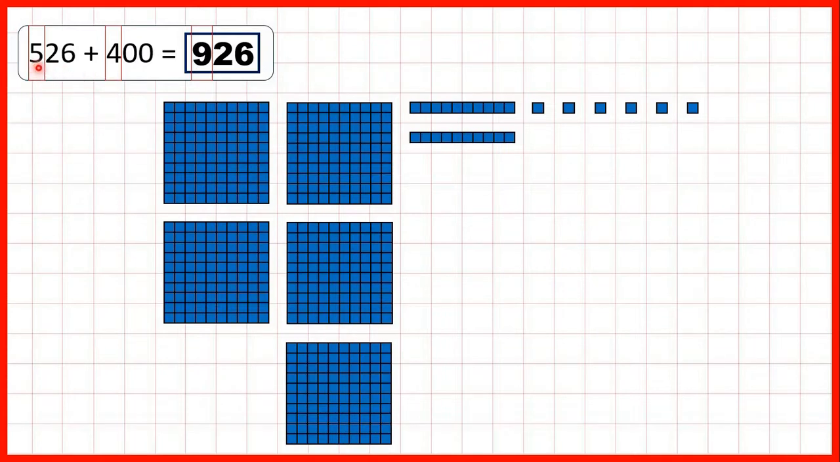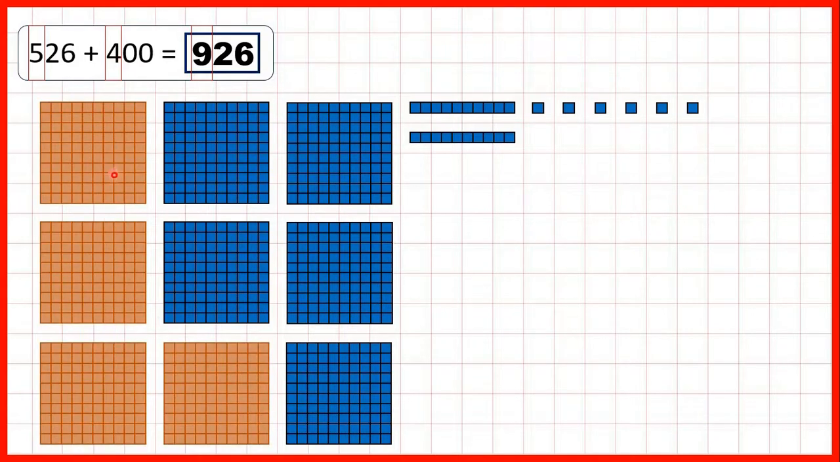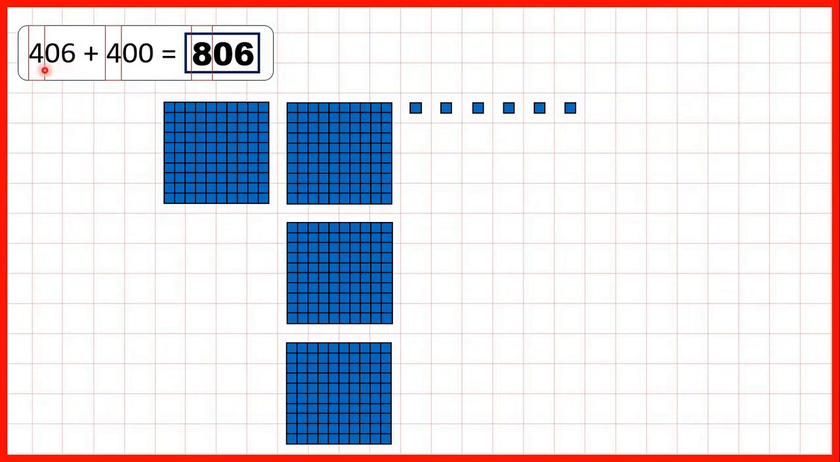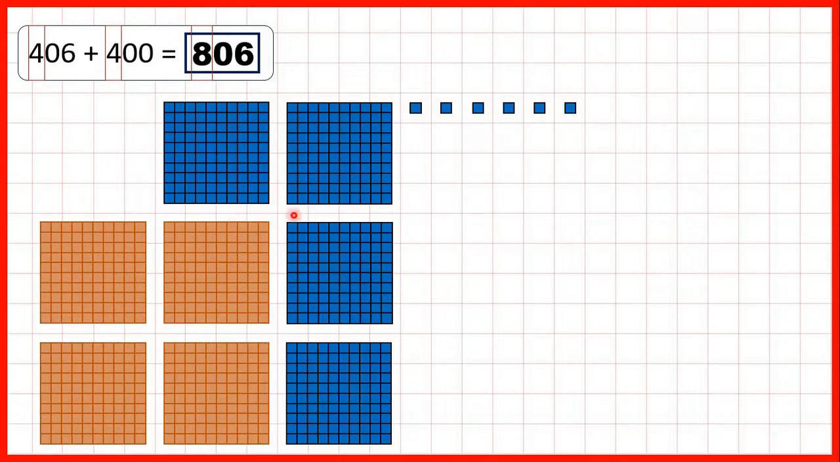First, we started with 526, so that's 5 hundreds, 2 tens, and 6 ones. Adding 400 means we can add 4 hundreds blocks, and now you can see that we have 9 hundreds blocks altogether, but we still have our 2 tens and our 6 ones, so those digits are the same as in the number that we started with. Then we had 406, so that's 4 hundreds, no tens, and 6 ones. And if we add 4 hundreds, we now have 8 hundreds altogether, but we still have no tens, and we still have 6 ones.